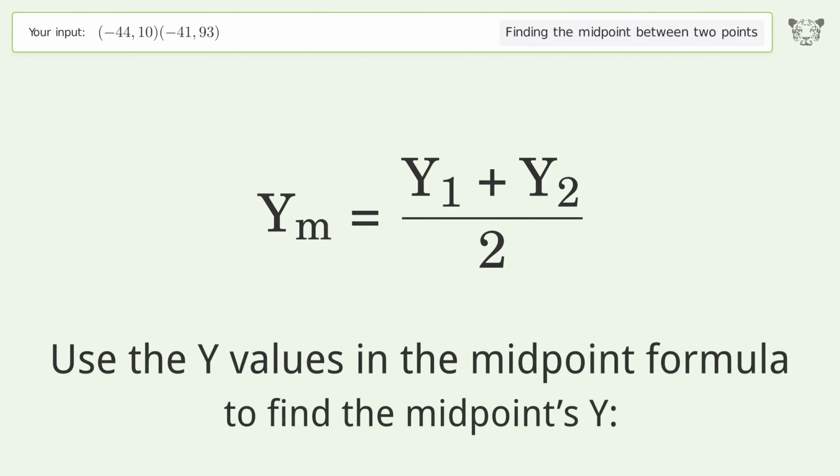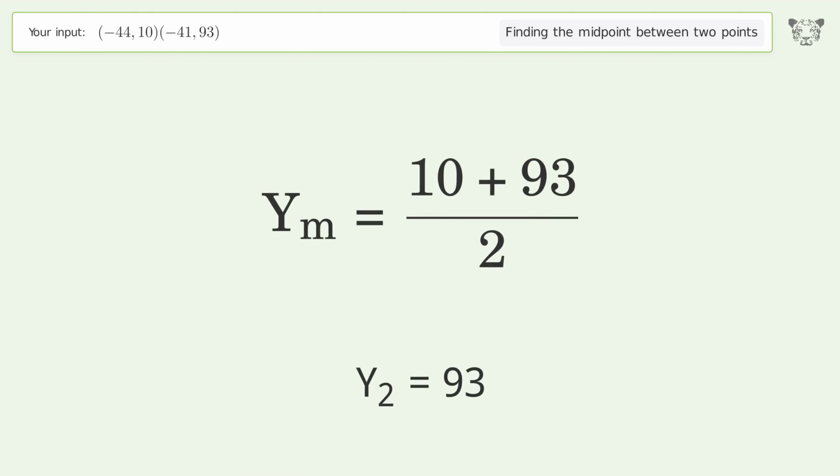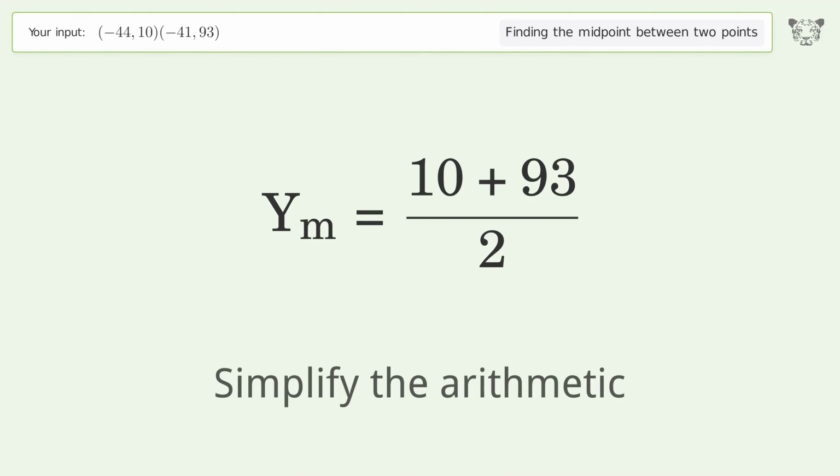Use the y values in the midpoint formula to find the midpoints y. y1 equals 10. y2 equals 93. Simplify the arithmetic.